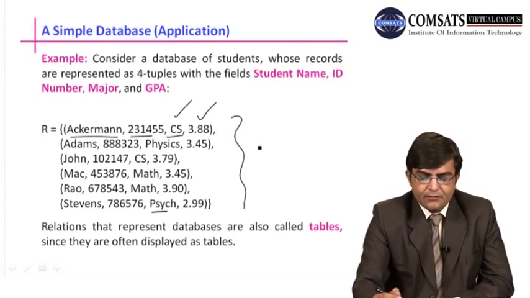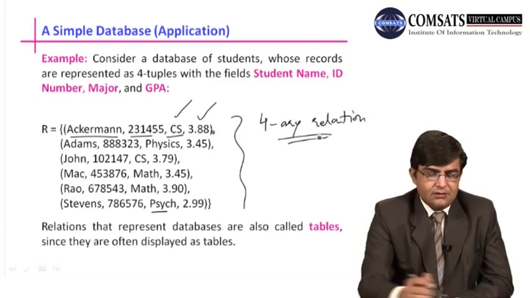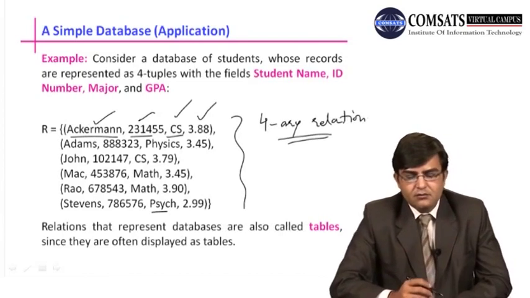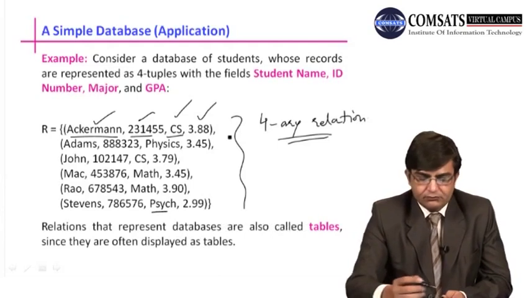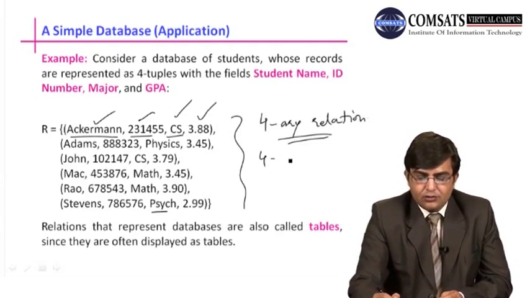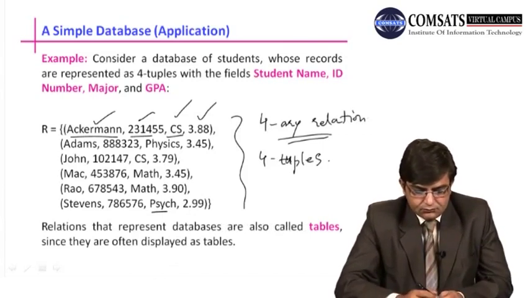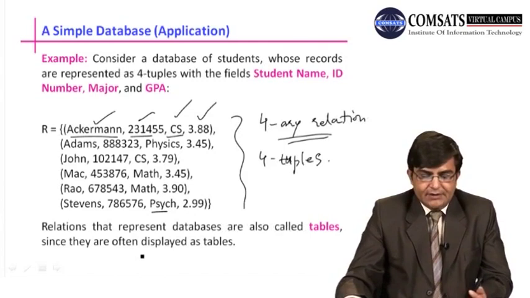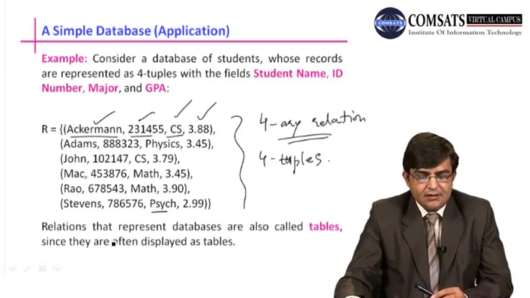So this is a 4-ary relation, because we have 1, 2, 3, 4 elements in this, and we call them 4-tuples. The one element of this relation is called a 4-tuple. The elements are called 4-tuples. So this is a basic application of n-ary relations in computer science.